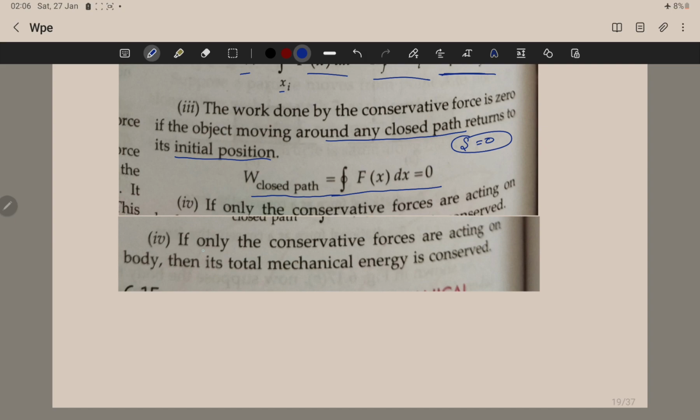And it is the fourth point that if only the conservative forces are acting on the body, then because of the conservative forces, its total mechanical energy is conserved. Now let's move to the next.